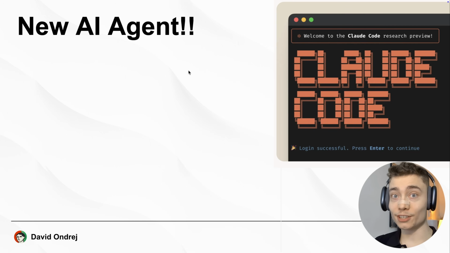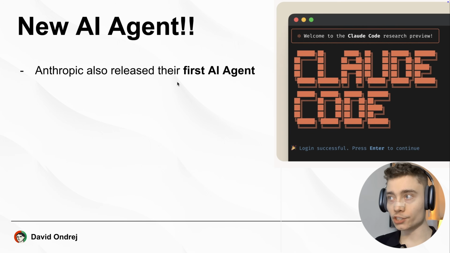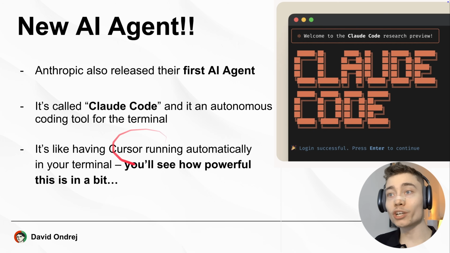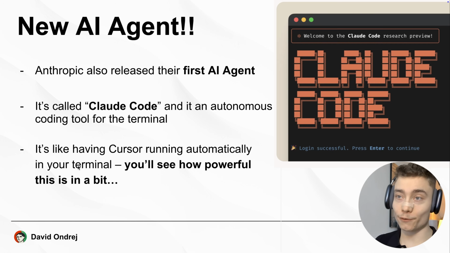Also, Anthropic released a new AI agent, and this is actually their first agent that they announced themselves, called Claude Code. It's an autonomous coding tool. It looks like this in the terminal. And it's basically like having your own Cursor running automatically in the terminal. And you'll see how powerful this is in a bit.